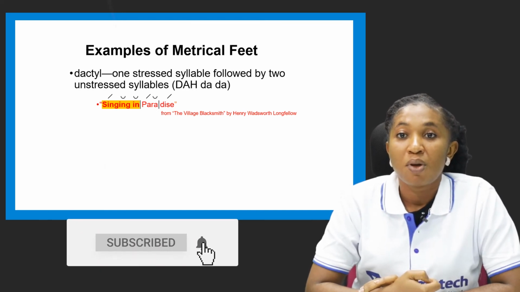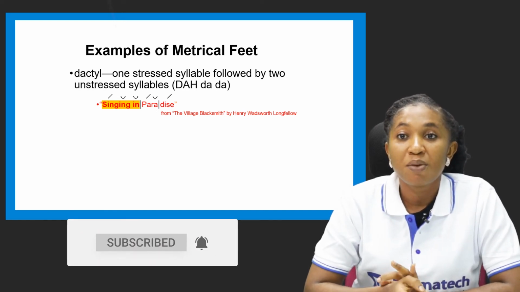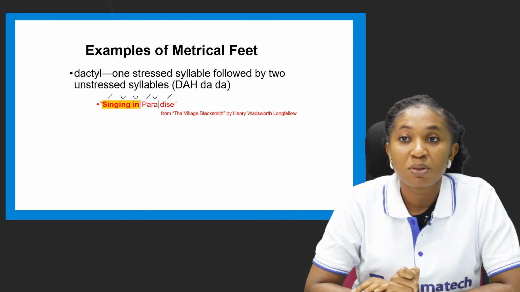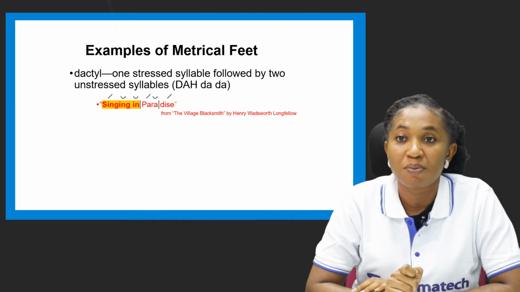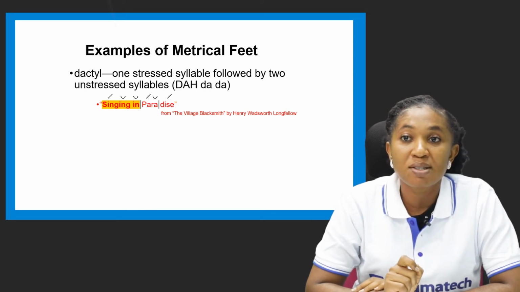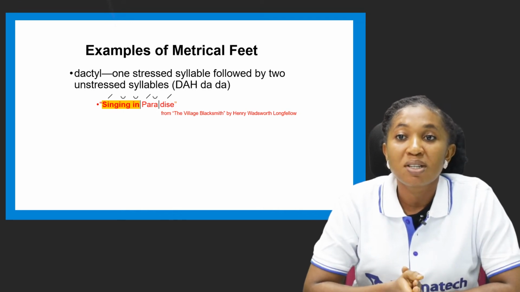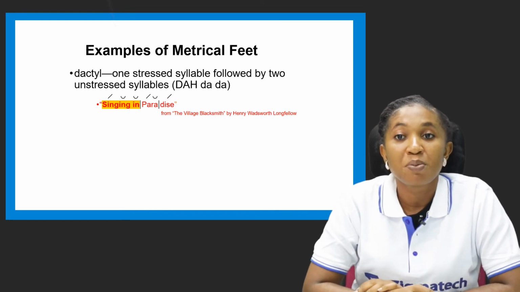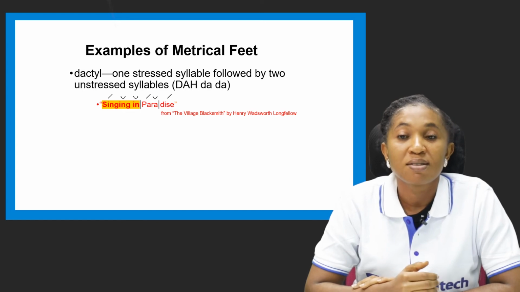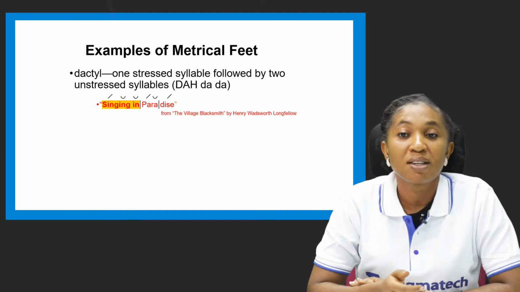Dactyl. Dactyl is simply one stressed syllable followed by two unstressed syllables. So what this means is da, da, da, da, da, da. So for example, singing in paradise, singing in paradise, singing in paradise.